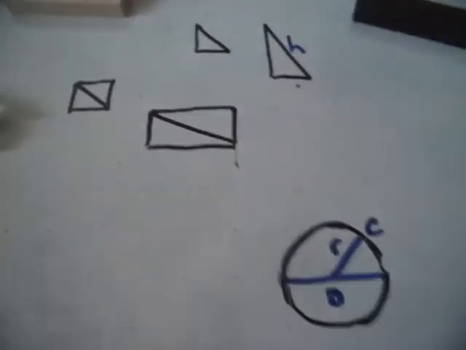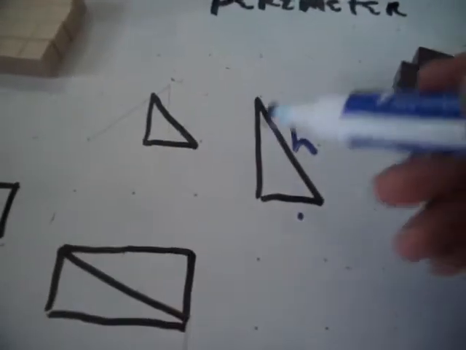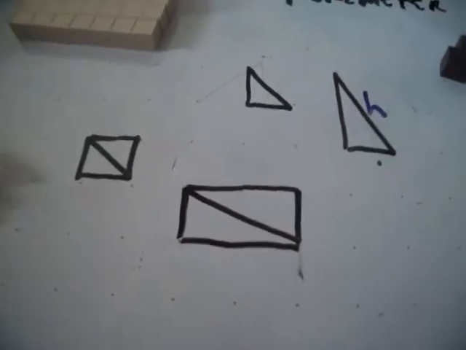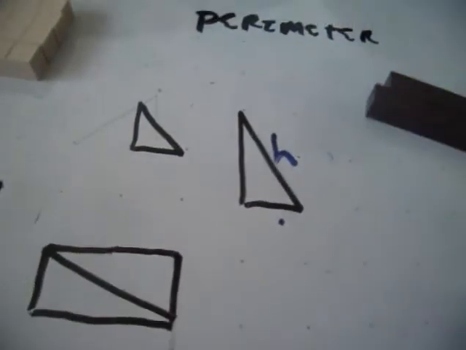Okay, so sides, when we count all the sides, that's the perimeter. We count all the sides on this. So how many sides on a rectangle? How many sides? Four. How many sides on a square? Four. How many sides on that one? Three. Three. That's why we call it, well, actually, because it's the angles.